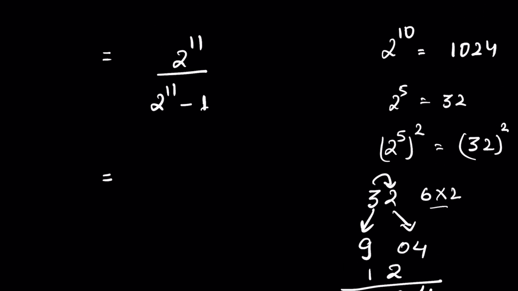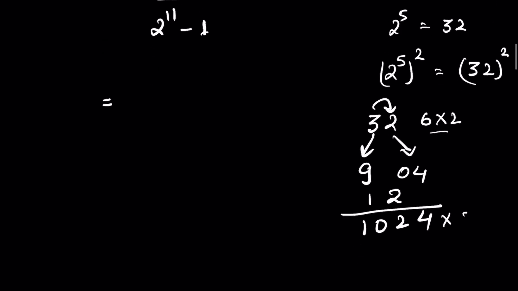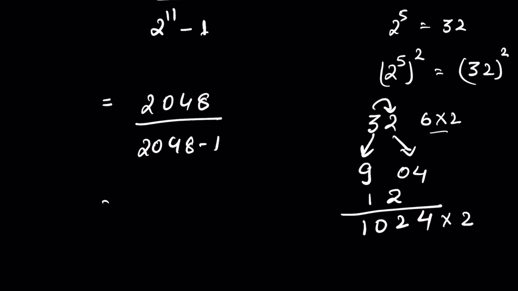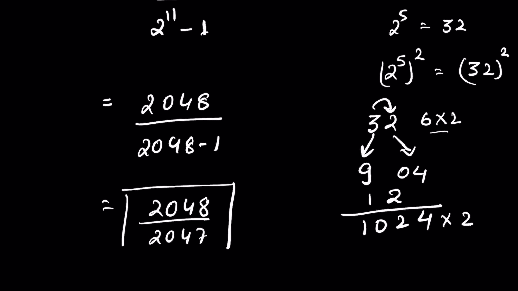So 2 to the power 11 will be 1024 times 2. So it will be 2048 upon 2048 minus 1, which is equal to 2048 upon 2047. So this is our answer.